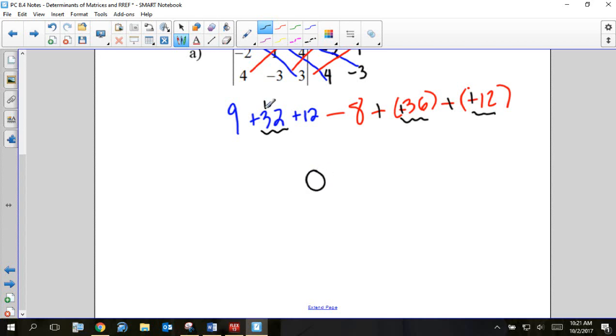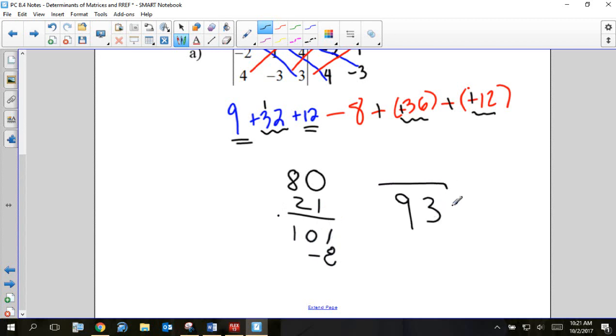And then I'm going to add that 10 plus 30, so 40, 50, 60, 70, 80. And then from there, I'm going to add the 9 and the 12, which is 21. And then I'm going to subtract off my 8. And I get 93.